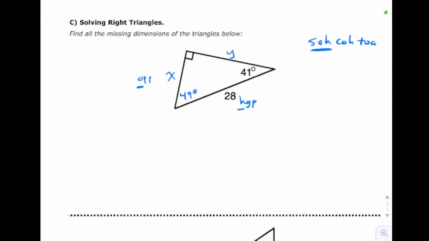Anyway, where was I? Oh yeah, we're doing the sine. So, the sine of theta is its opposite over the hypotenuse. That's what SOH tells us. It tells us that formula.